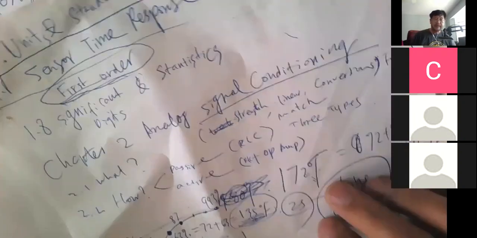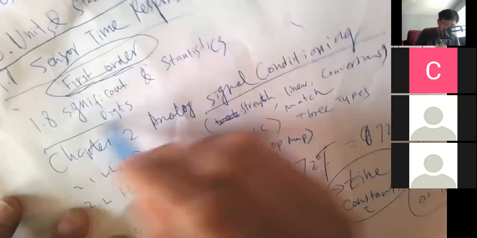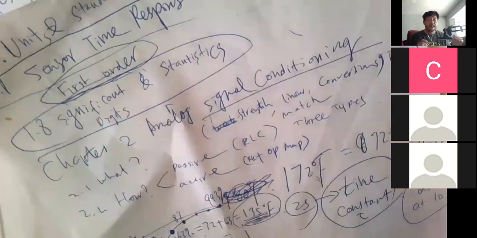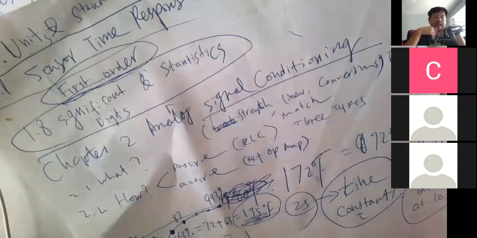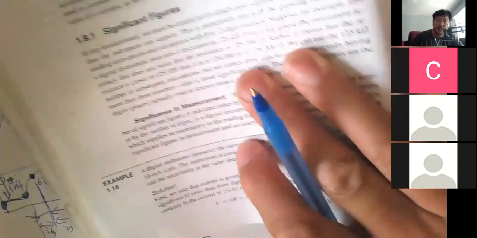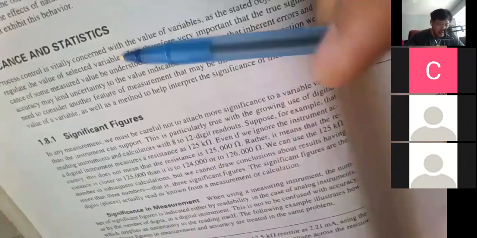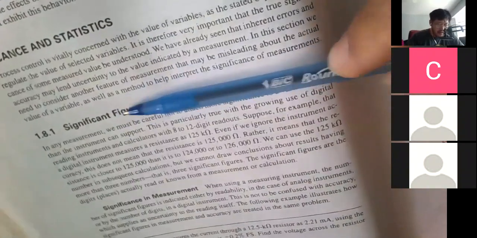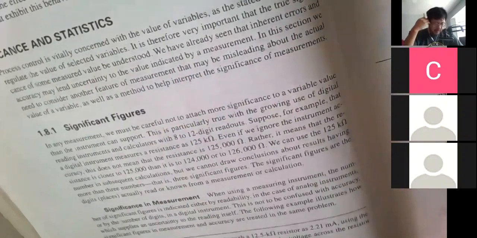Now we bring to our last topic for chapter 1. The last topic of chapter 1 is significant digits and statistics. It's 2 topics related to numbers. So first is significant figures, or significant digits. What exactly do we mean by significant digits?